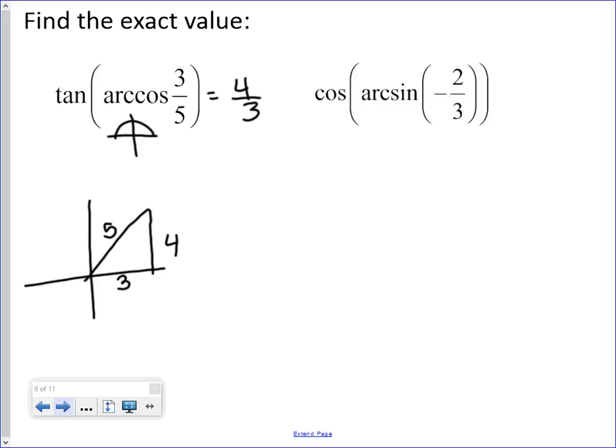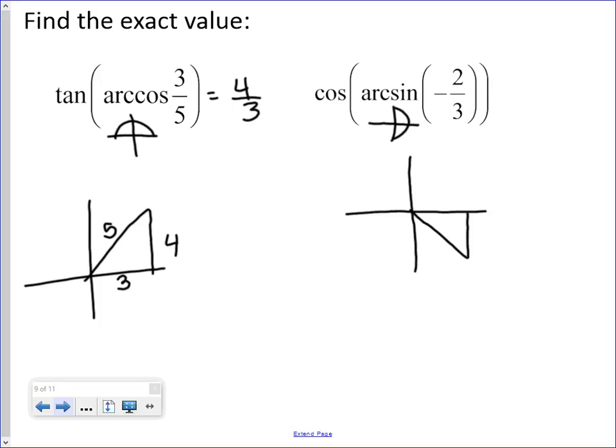Here's another example really quickly. Cosine of arcsine of negative 2/3. Cosine of arcsine of negative 2/3. So arcsine, what 2 quadrants could I be in? Quadrant 1 or 4. If my sign is negative, I must be in quadrant 4. So draw a triangle there.